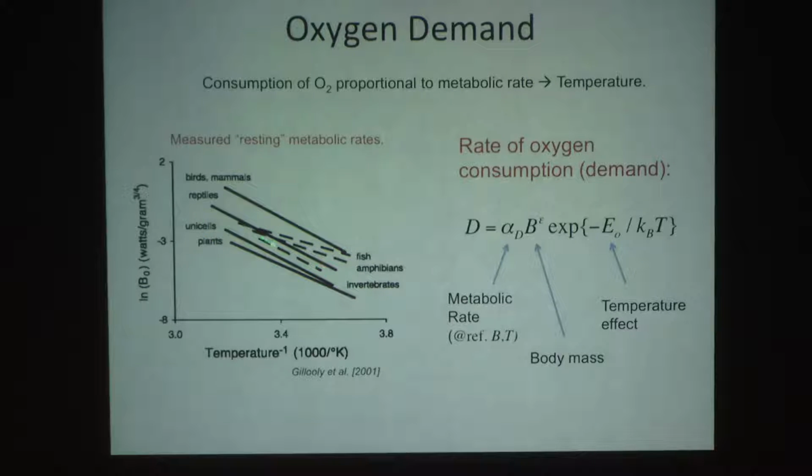show a relatively conserved dependence of metabolic rate on temperature. That is, the slope is pretty much similar across a wide range of taxonomic groups. So we're going to represent this in a fairly traditional way, just to say that the demand for oxygen is proportional to this kind of quasi-exponential function of temperature. It also depends on the body size, with some allometric exponent epsilon here, and on some kind of baseline metabolic rate, which, as usual, will depend on the particular physiology of the organism of interest.